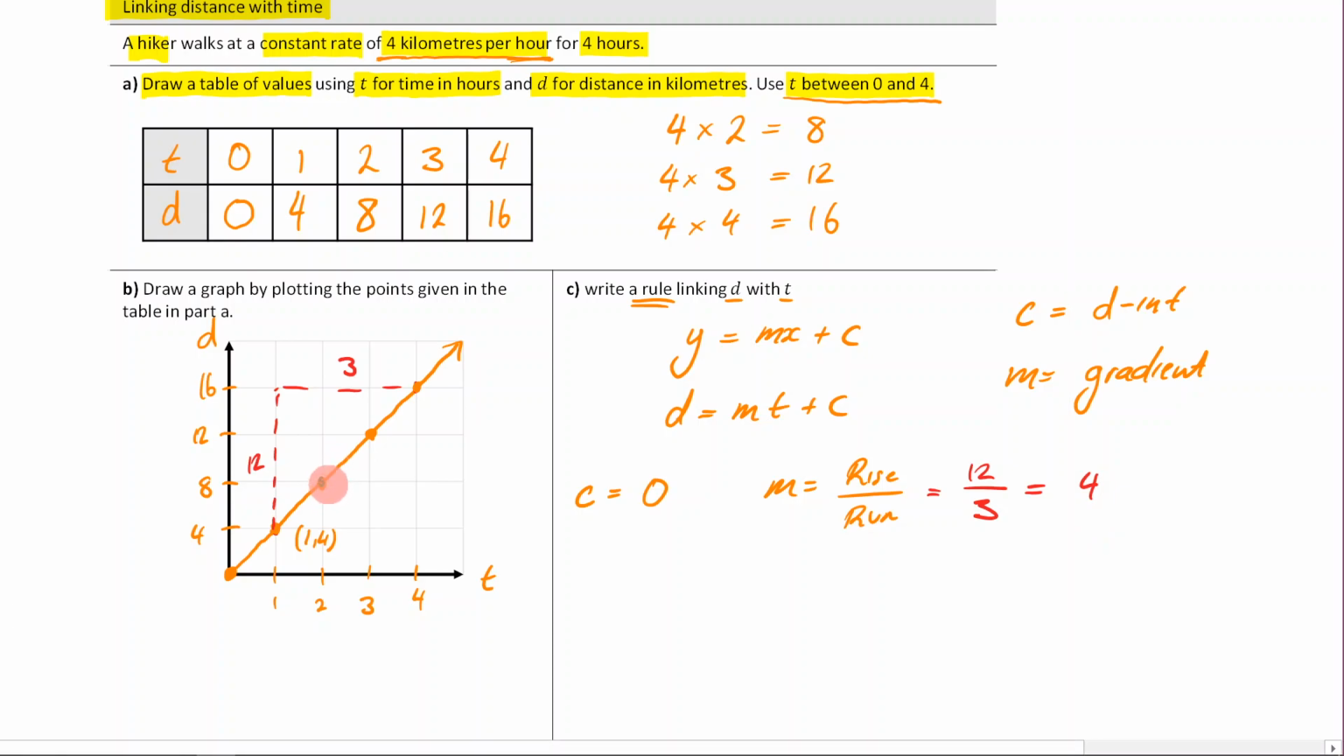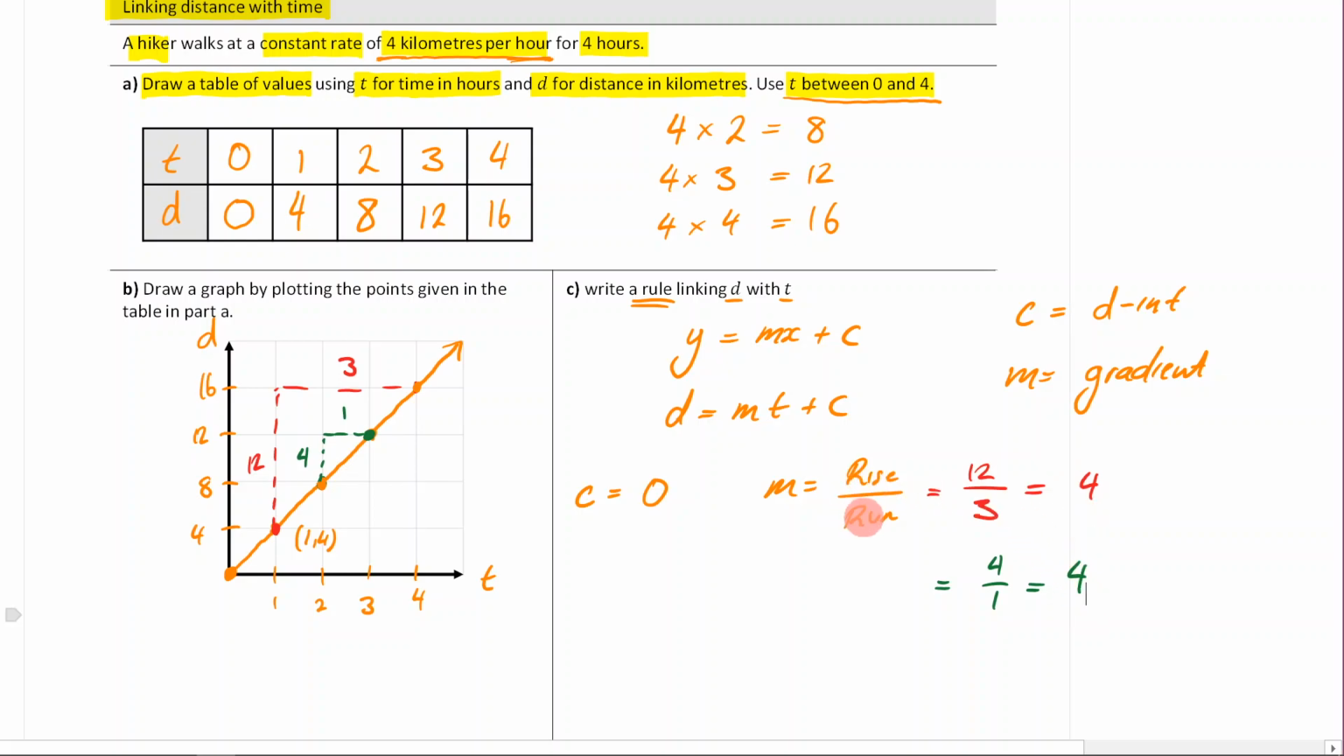Now, it's very important that you realize that it doesn't matter which points we choose. For instance, if I chose this point and this point, what is my rise this time? I'm going from 8 to 12, so that's 4. And what is my run? I'm going from 2 to 3, that's 1. So in this case, I would have a rise of 4 and a run of 1. 4 on 1 is 4. Do you see how it doesn't matter which points we choose? We're always going to get the same gradient.